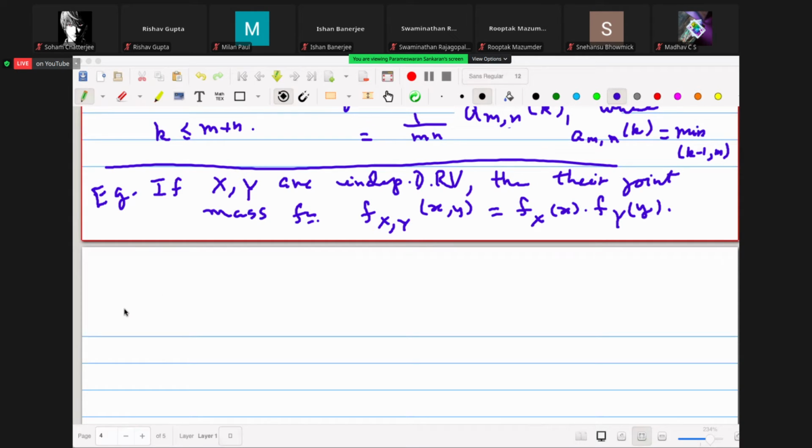Okay, now I'll do 3. In 3, you are given the following thing. X and Y are independent geometric random variables with respective parameters alpha and beta. And then there's a formula.